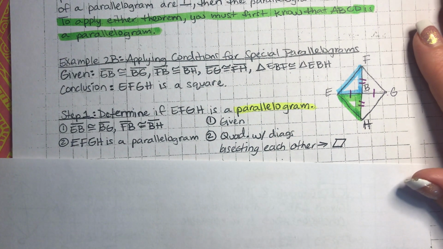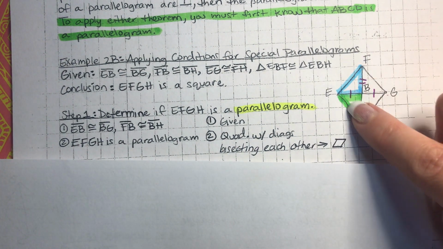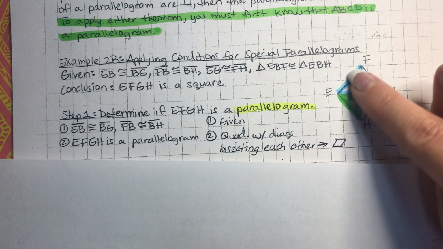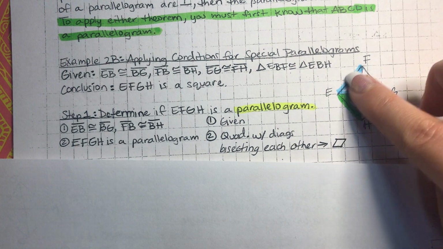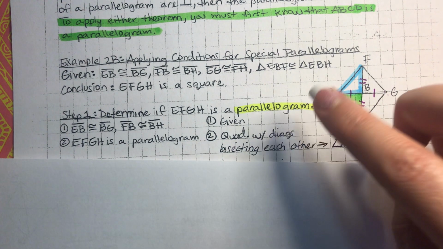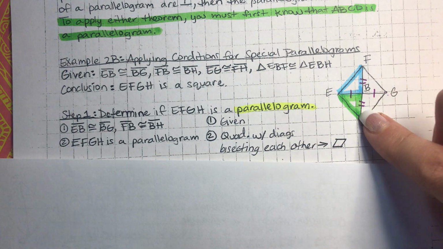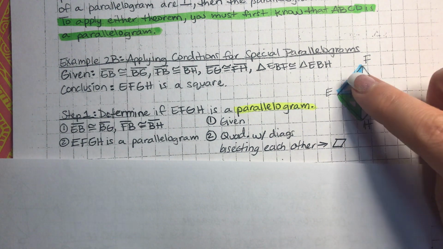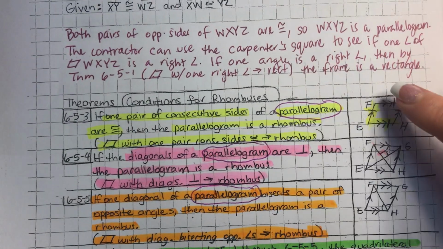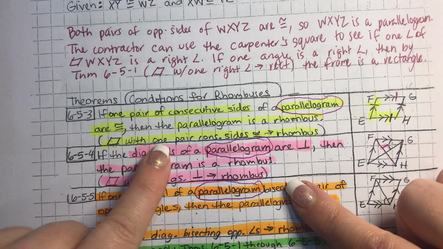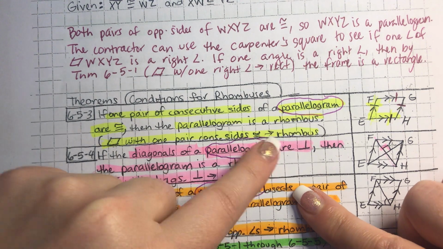So what would be really convenient is if you see these are consecutive sides, right? If these consecutive sides ended up being congruent, because we already know it's a parallelogram, then we would know that this is a rhombus. If it's a parallelogram with one pair of consecutive sides congruent, then it is a rhombus.